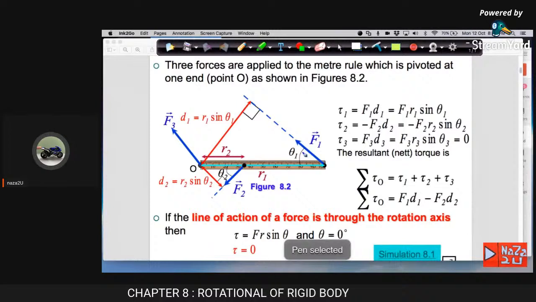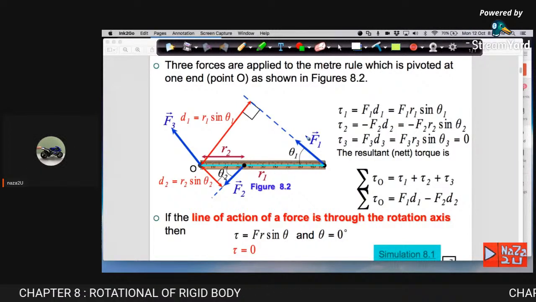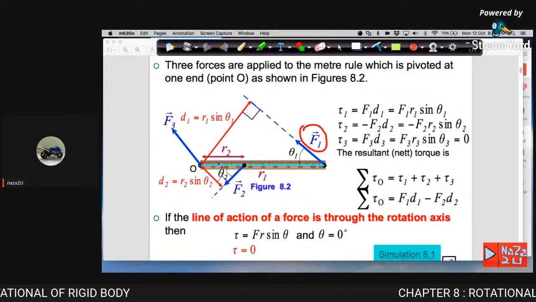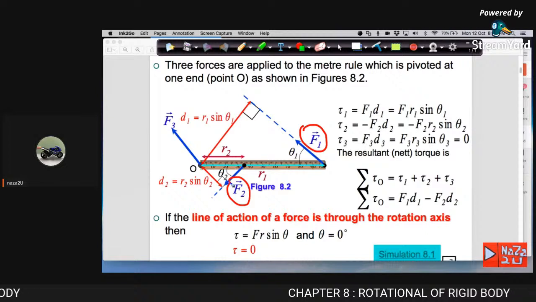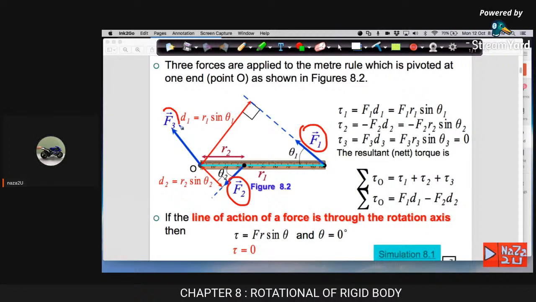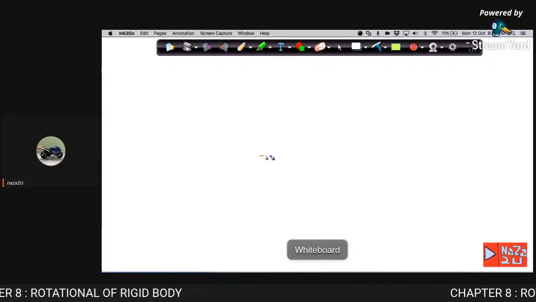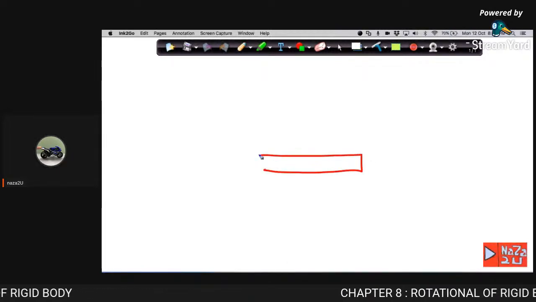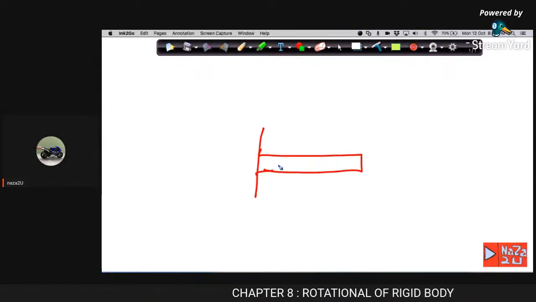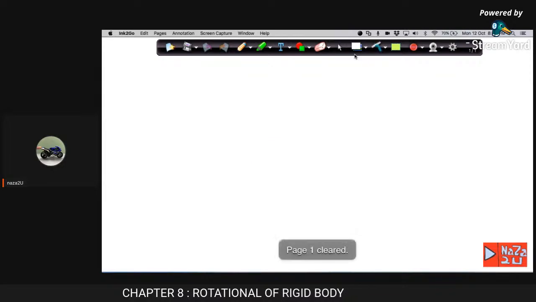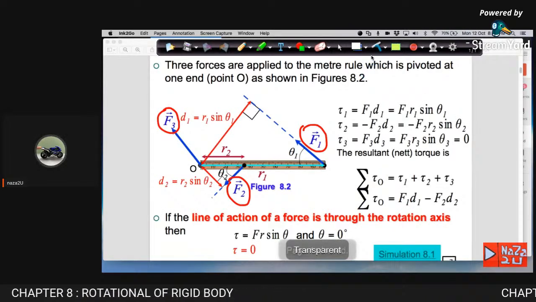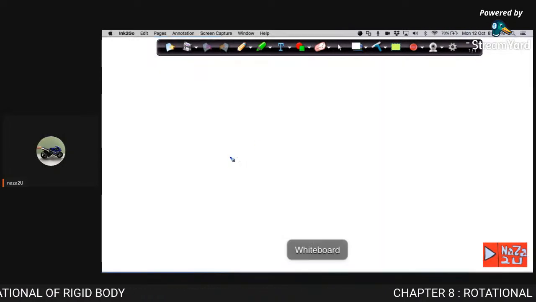Now we have three forces on the meter rule. We have F1, F2, and F3. So if I draw the situation, we have three forces.